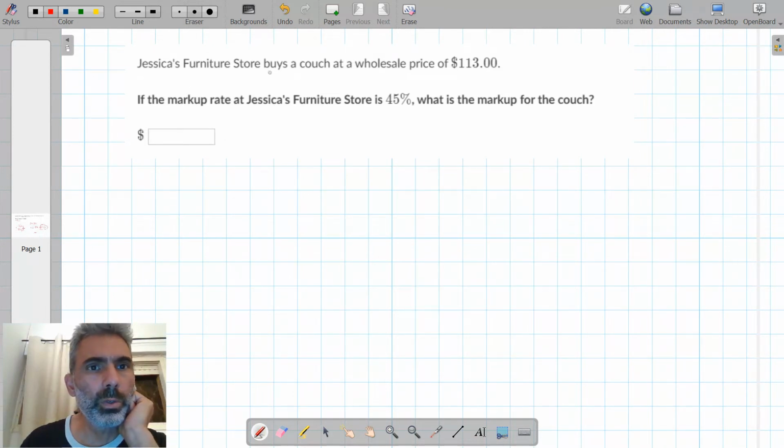Jessica's furniture store buys a couch at a wholesale price of $113. If the markup rate at Jessica's furniture store is 45%, what is the markup for the couch?